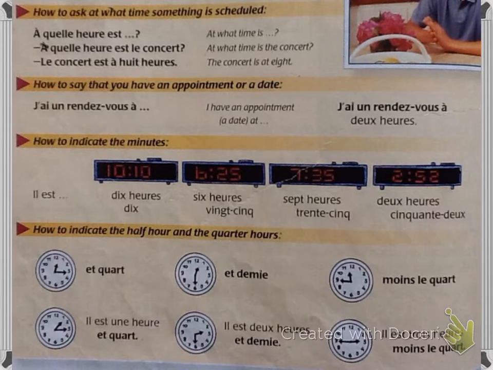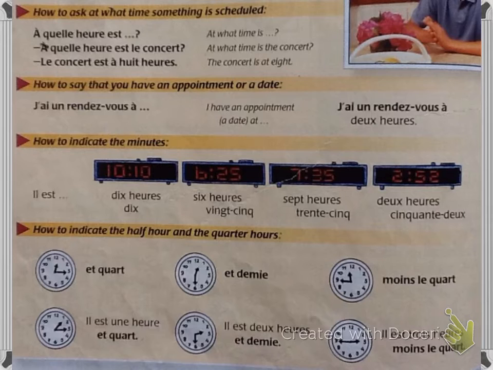How to ask at what time something is scheduled. S'il vous plaît, répétez: à quelle heure est? À quelle heure est? And then you see kind of the answer. Le concert est à 8 heures.